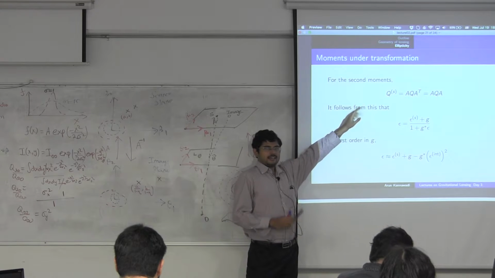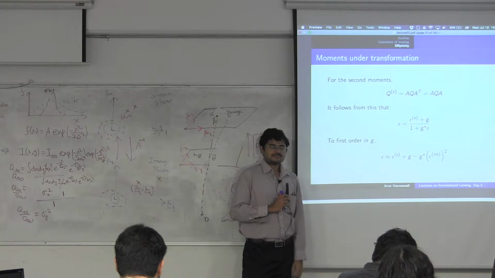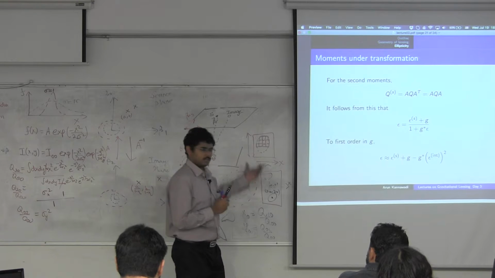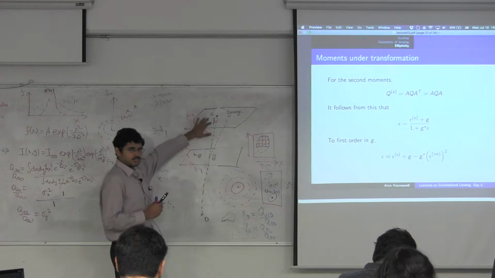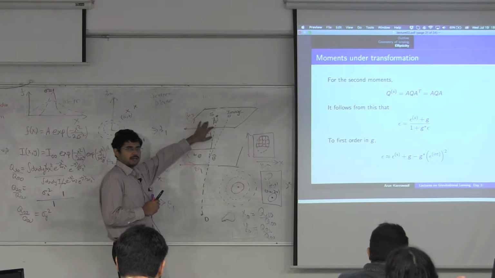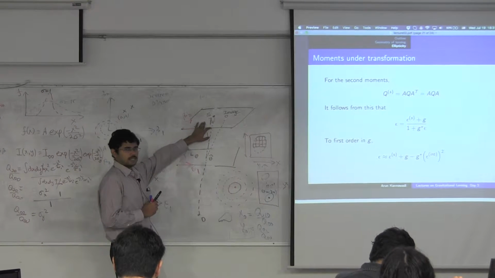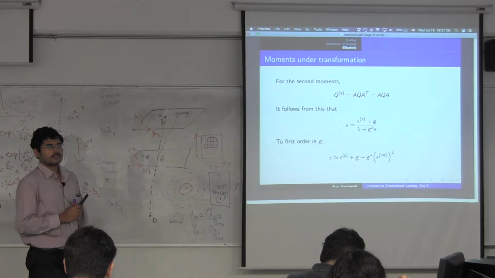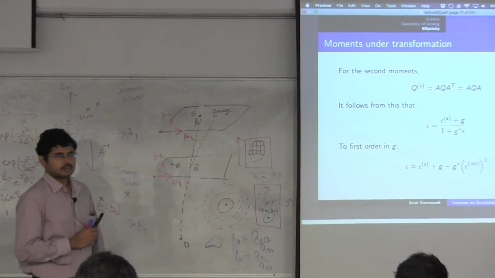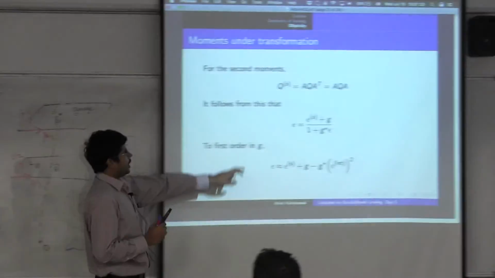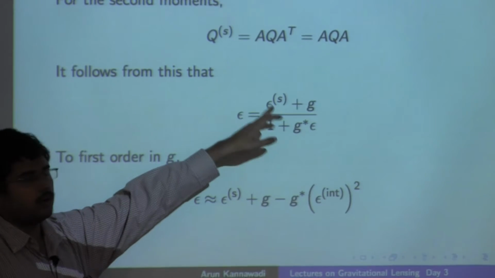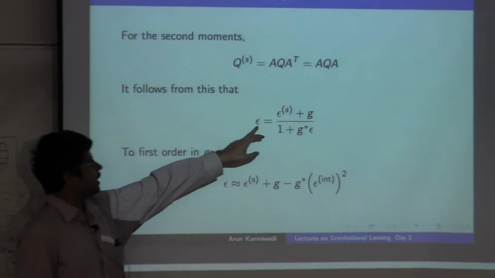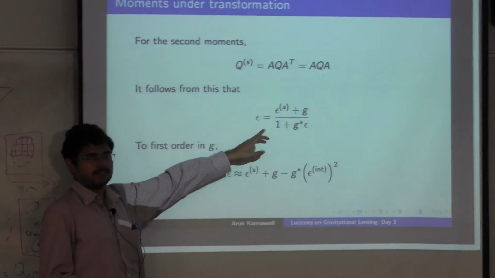So yes, S is the original, what we will call the source, the moment in the source plane. Oh, okay. So Q is the moments in the image plane. So epsilon S will correspond to the true ellipticity. By true I mean the unlensed ellipticity of the galaxy, and epsilon is what you would measure after lensing.